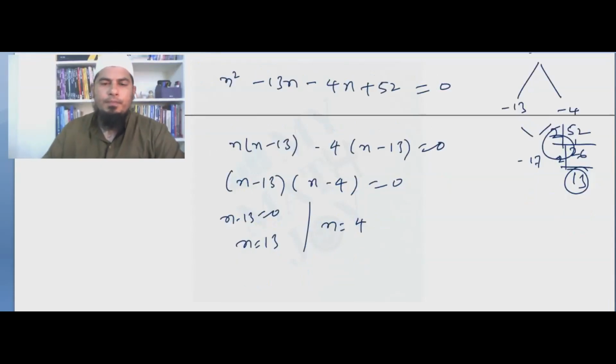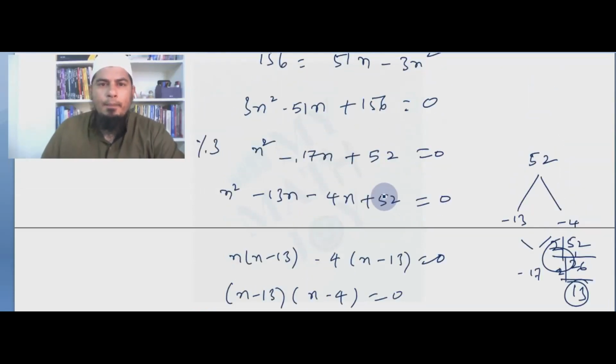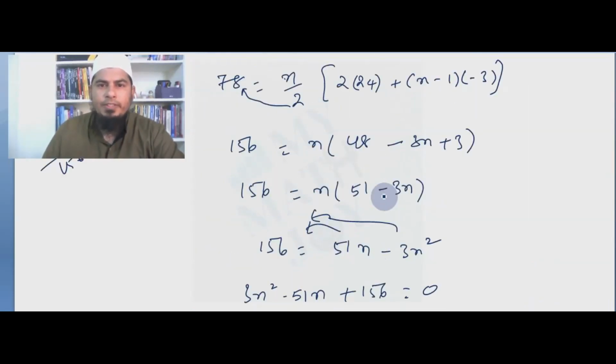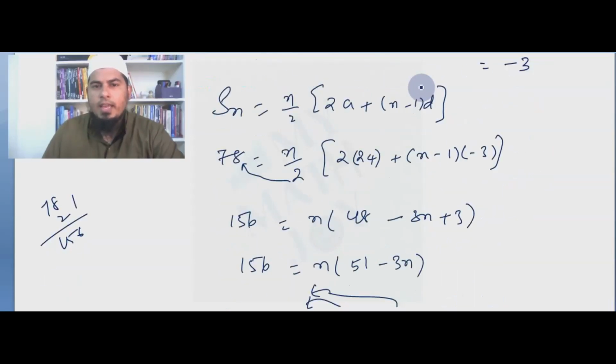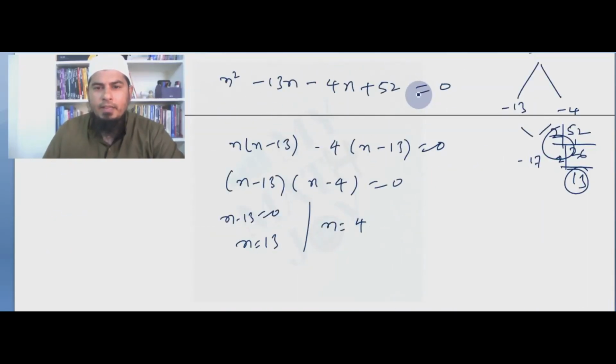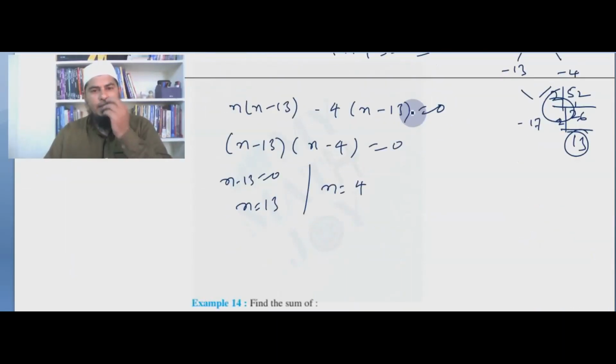Equals 4. So we got n value 13 and n value 4, they both are positive. So which number will serve the purpose? We have to see here. If you are having an AP in this fashion, 24, 21, 18, and so on, if I am taking n value 4, I think the purpose will be correct. Otherwise, if I am taking 13, then again so many negatives and positives can cancel.